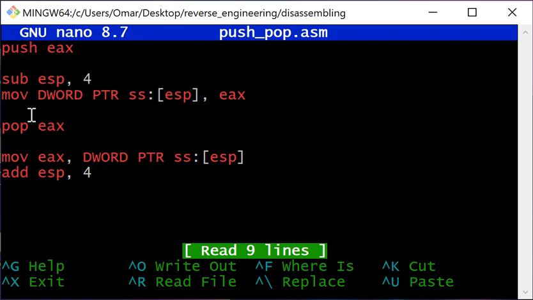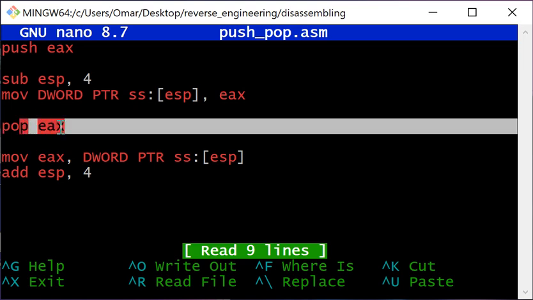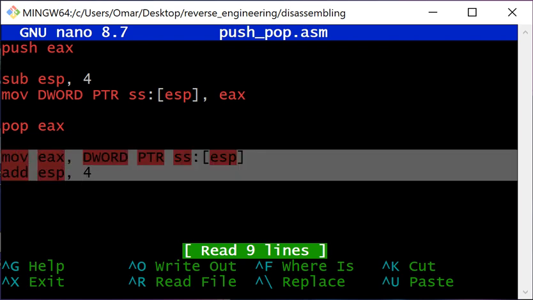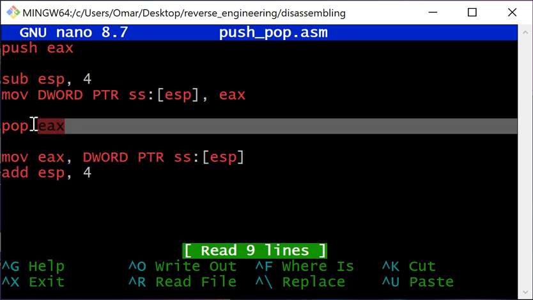So let us take a look at the pop instruction. For the pop instruction, as you can see, we use pop on EAX. We are removing a value from the stack if we use pop. The value is going to be removed permanently from the stack. These two lines are the same as using this one line.